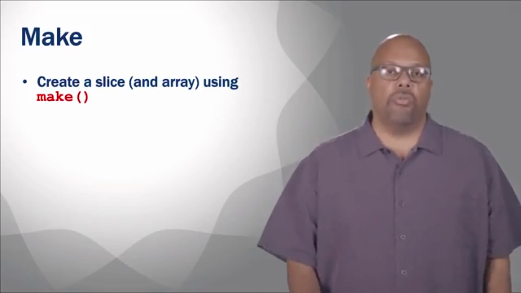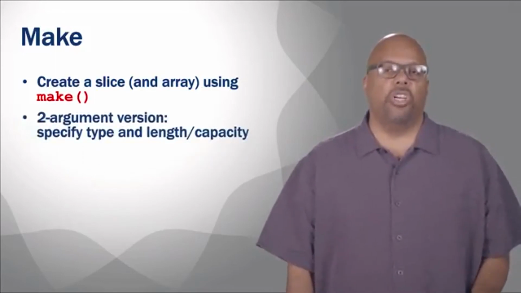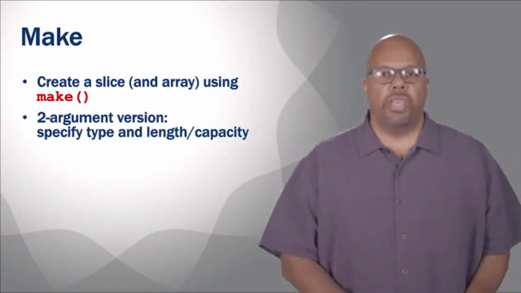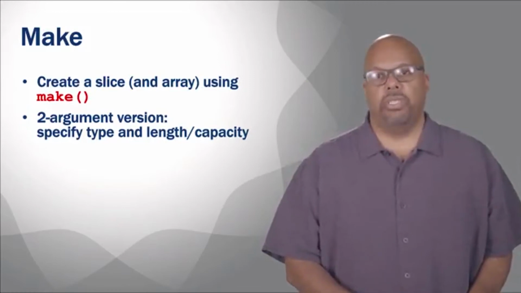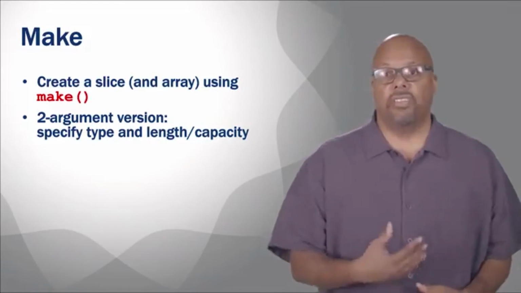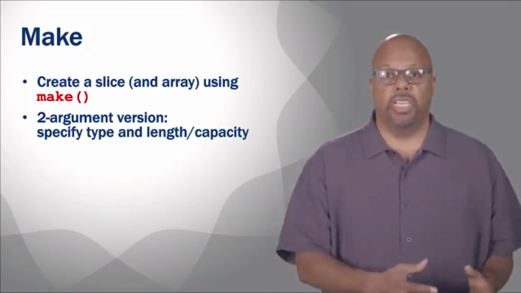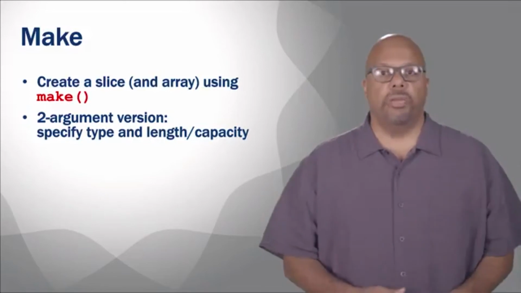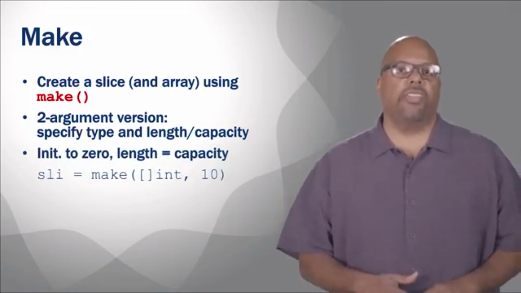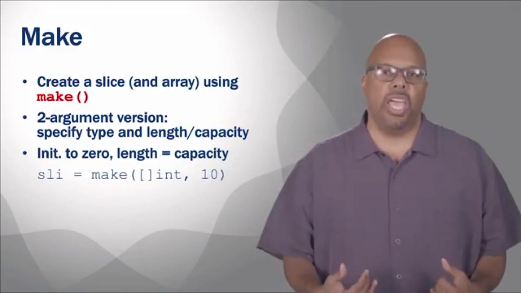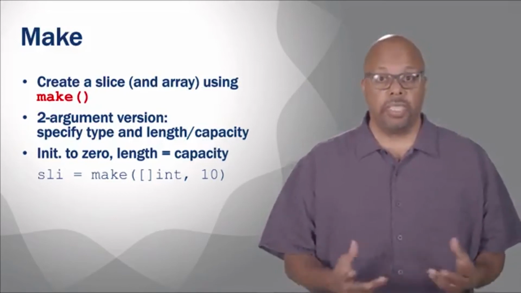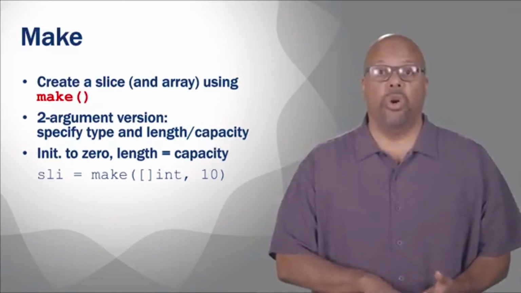So one thing you can do is call make. There are two ways to call it. You can call it with 2 arguments or 3. If you call it with 2 arguments, the first argument is the type, so the type of the objects that are going to be inside the slice. If it's a slice of ints or a slice of strings or something like that, that'd be the first argument, int, string. And then the second argument is going to be the length of the slice. Now when you use make to make a slice, the length is equal to the capacity because it makes the underlying array, and the array is exactly the same size as the slice. So the length and capacity are the same, anyway, when you use the 2 argument version of make.